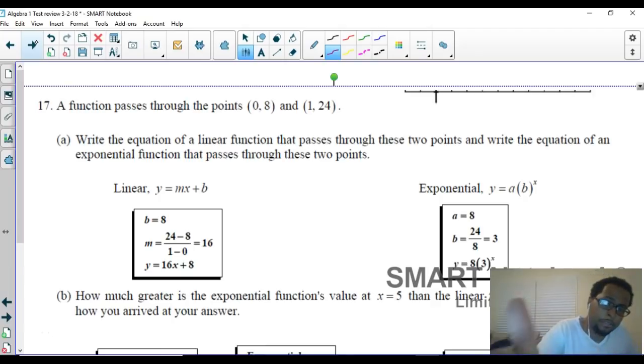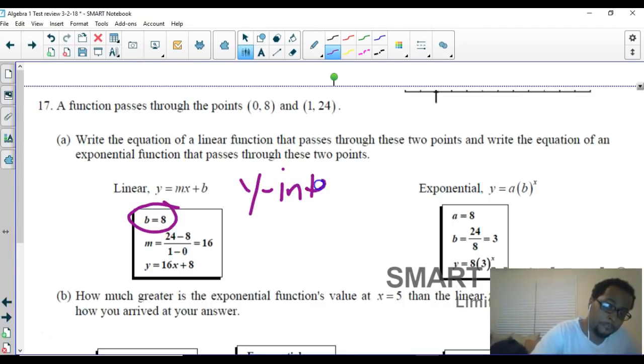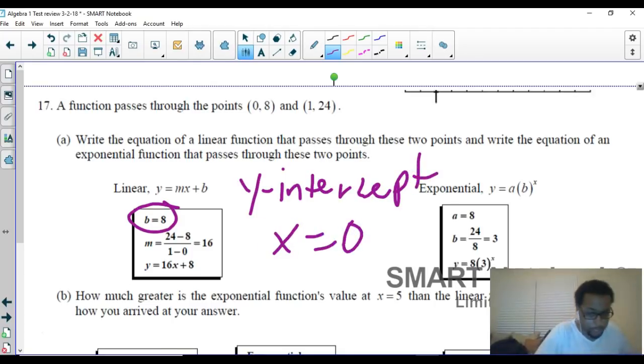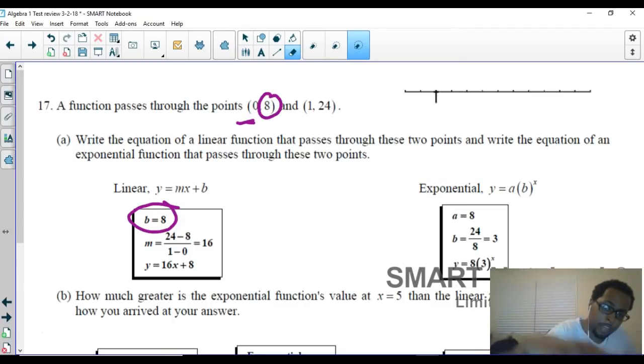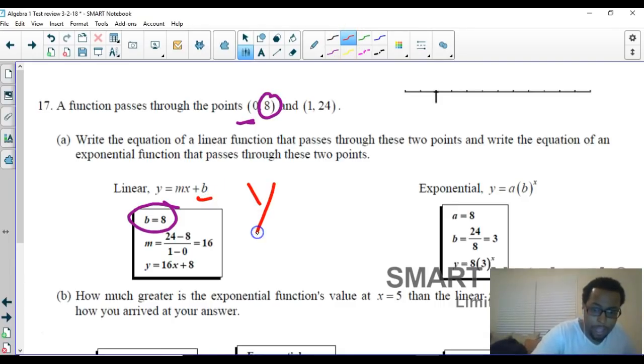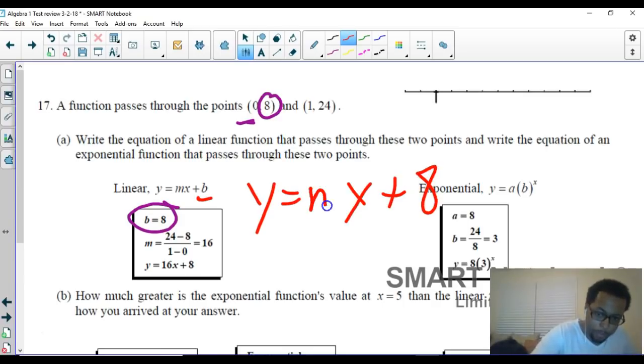Now, how do you find that b equals 8? I said the same thing. In order to find the y-intercept, x has to be 0. If x is 0, you have your y-intercept. Okay? Because x is 0 right here, we know our y-intercept is 8. Based on the fact that we know our y-intercept is 8, and if you remember back, our y-intercept is going to be b. We know we're going to have y equals something x plus 8. We don't know m just yet.